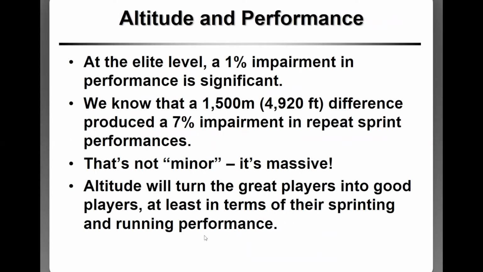So at the elite level, a 1% impairment in performance is significant. So this is a huge concern for athletes who are performing at altitude, because altitude can turn great players into good players, at least in terms of their performance. So setting your athlete or client up for performance at altitude is important, just because there is a process that needs to happen in order for us to be acclimated to altitude.